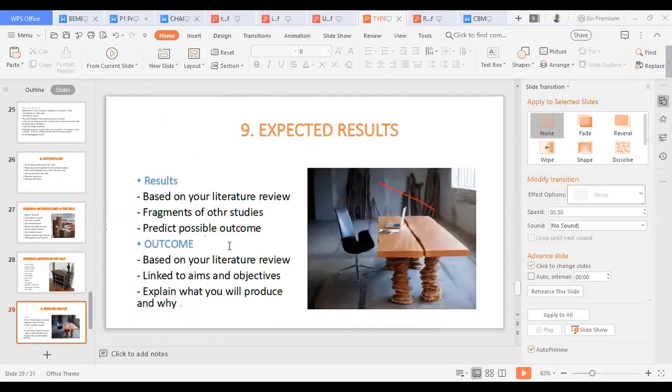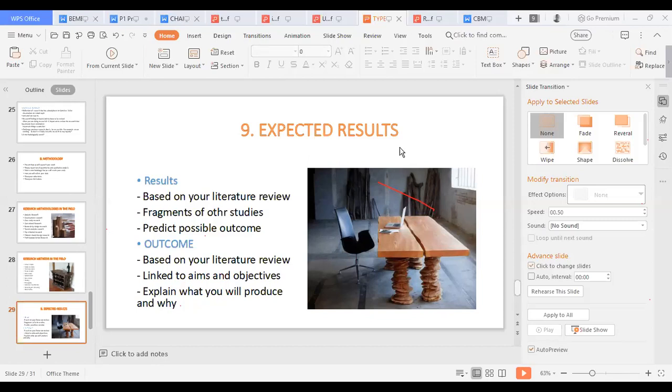So from the methodology, you go to expected results. Basically, results are based on the literature. What you need to understand is that before you even go to the field to collect the data, by virtue of your literature review, the theories that have been done, the empirical evidence, you should be able to have expected results. So the expected results will actually be based on the literature review. They need to predict possible outcomes.